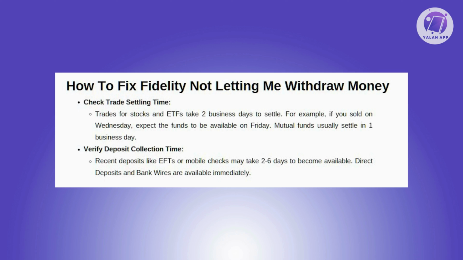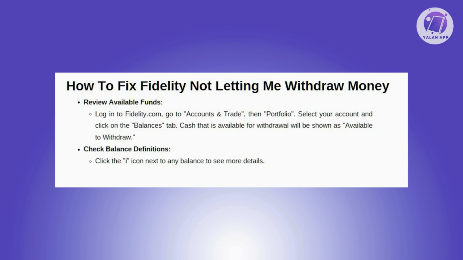Next, you want to review your balances. To see if your funds are available for withdrawal, log into your Fidelity account and navigate to the Balances tab. Cash that is fully settled and collected will show as available to withdraw.